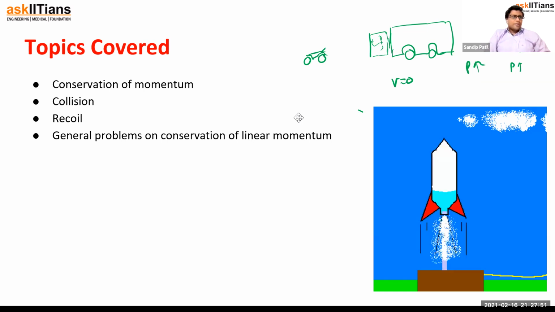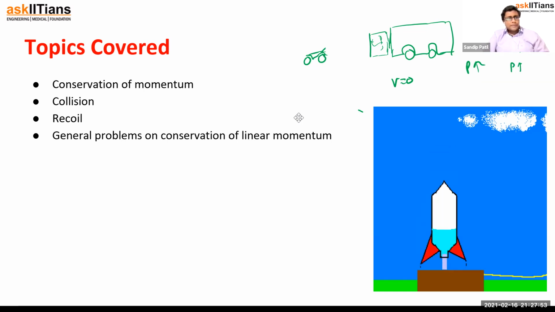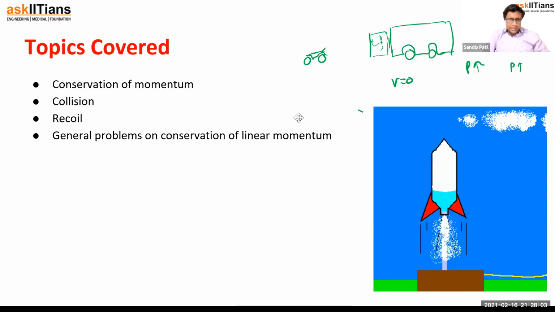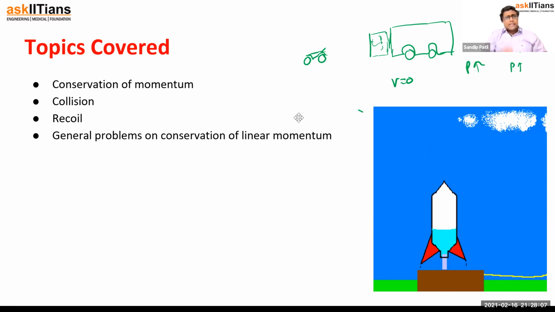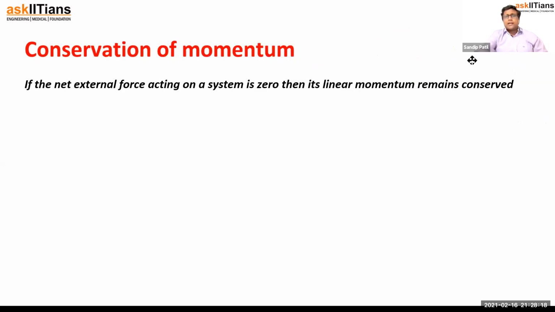Yes, you can say the gun is a good example anyway, right? So yes, recoil velocity, we can consider the gun there. Then yes, general problems on conservation of linear momentum. We will solve some numericals also on this, so it will clear your knowledge about linear momentum. Okay, sure. So let's start this session.